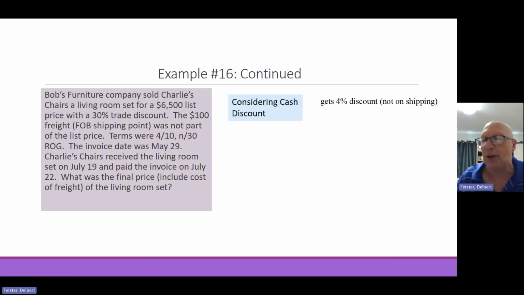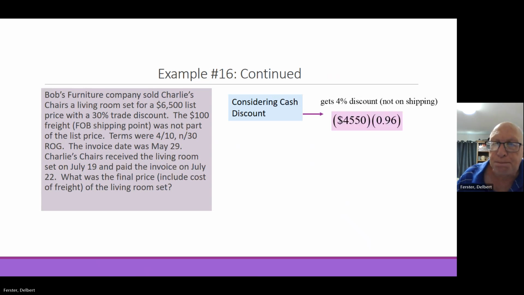So let's play cash discounts. He gets a 4% cash discount if he makes his payment within the first 10 days. Remember, that's only on the merchandise, not the shipping, not the freight. All right, so Charlie got the goods on the 19th. He's paying on the 22nd. He's certainly within the 10-day window, so he will get that 4% discount. Again, I took a one-shot deal here. The 96% is what he's paying.